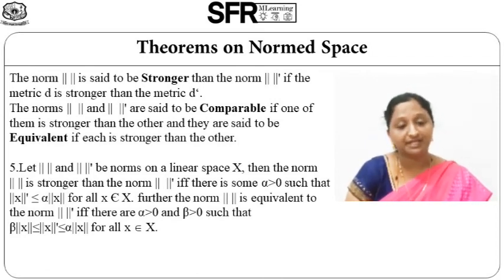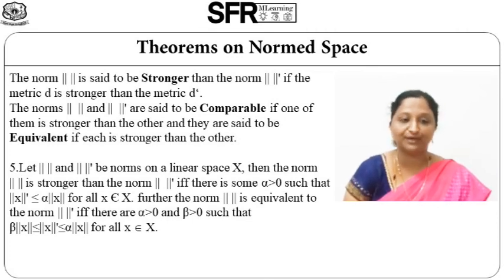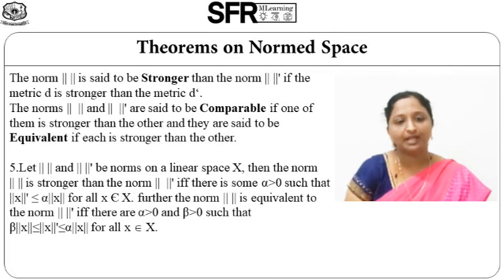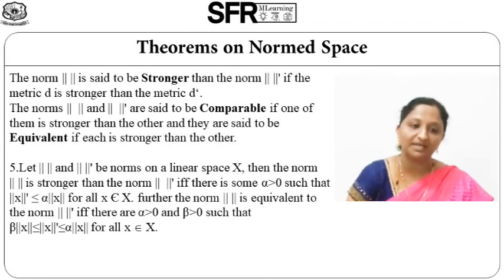Based on these definitions, I am going to give an application theorem: let norm and norm dash be norms on a linear space X. Then the norm is stronger than the norm dash if and only if there is some alpha greater than 0 such that norm x dash is less than or equal to alpha into norm x for all x belonging to X. Further, the norm is equivalent to the norm dash if and only if there are alpha greater than 0 and beta greater than 0 such that beta norm x is less than or equal to norm x dash, which is less than or equal to alpha norm x for all x belonging to X.